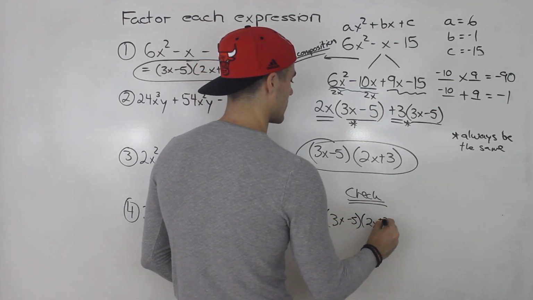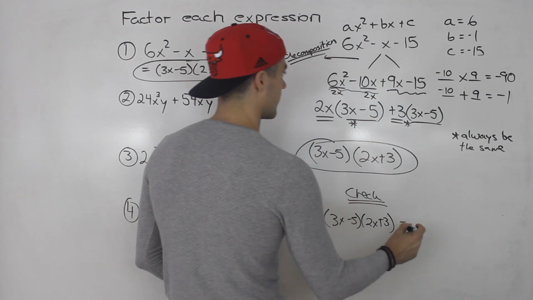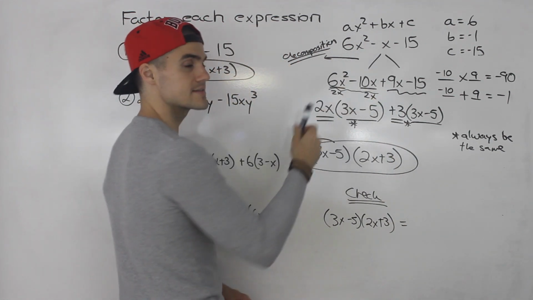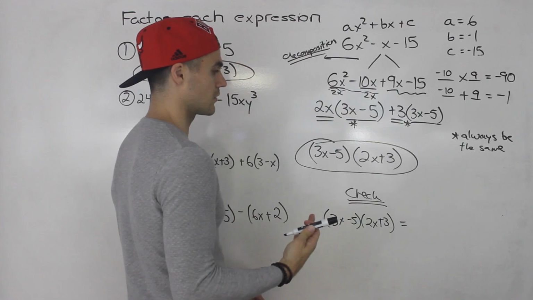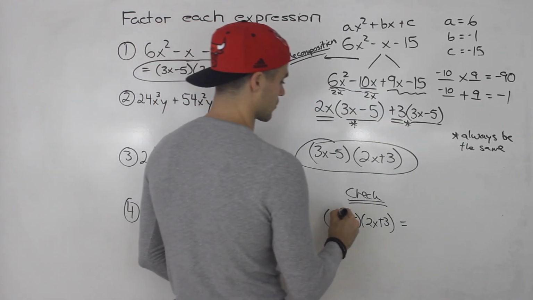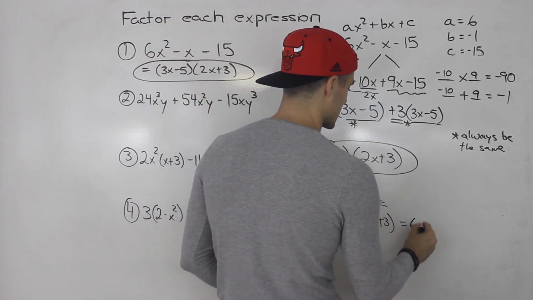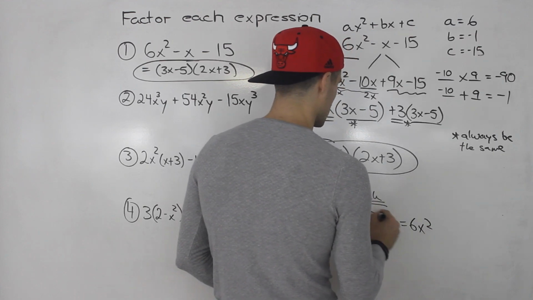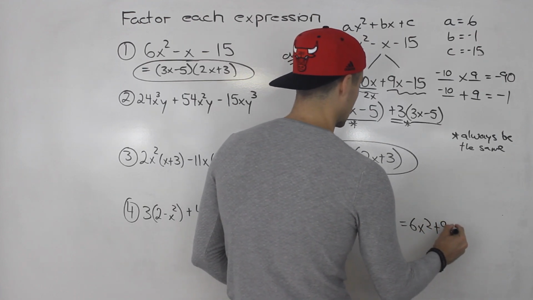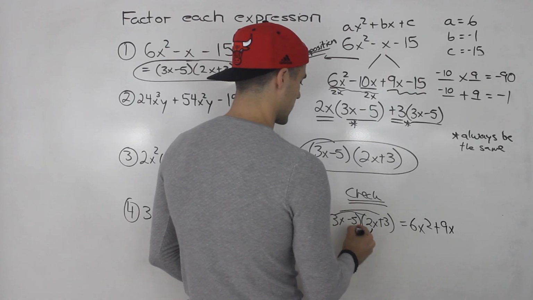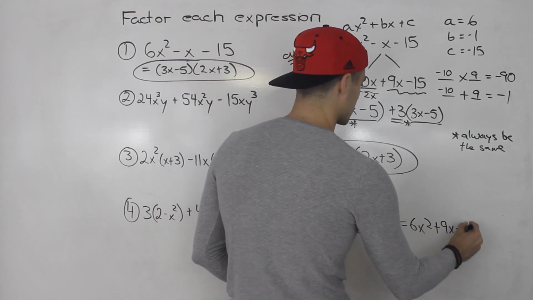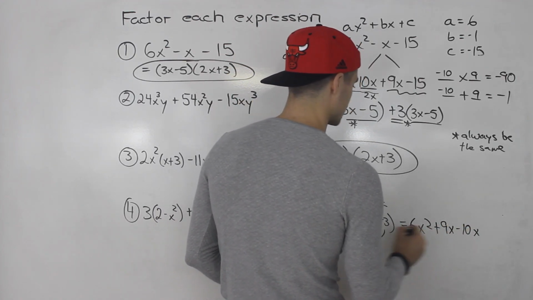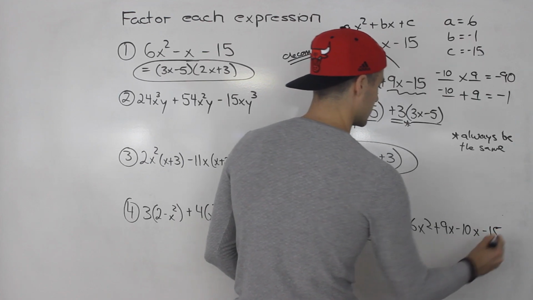So you can multiply them out, and if we end up getting that same expression that we originally started with, you know that you factored it right. So 3x times 2x is 6x squared. 3x times 3 is 9x. 2x times negative 5 is negative 10x. And then negative 5 times 3 is negative 15.